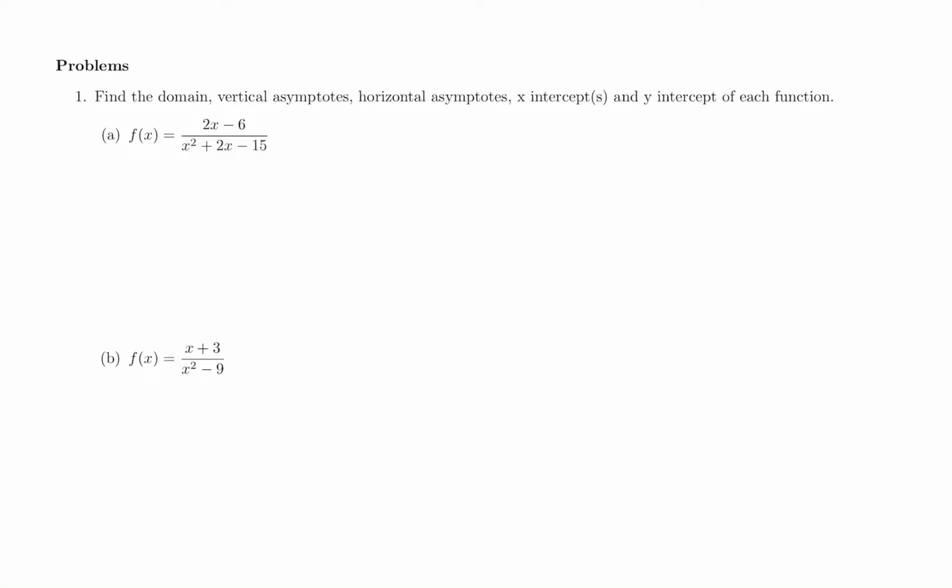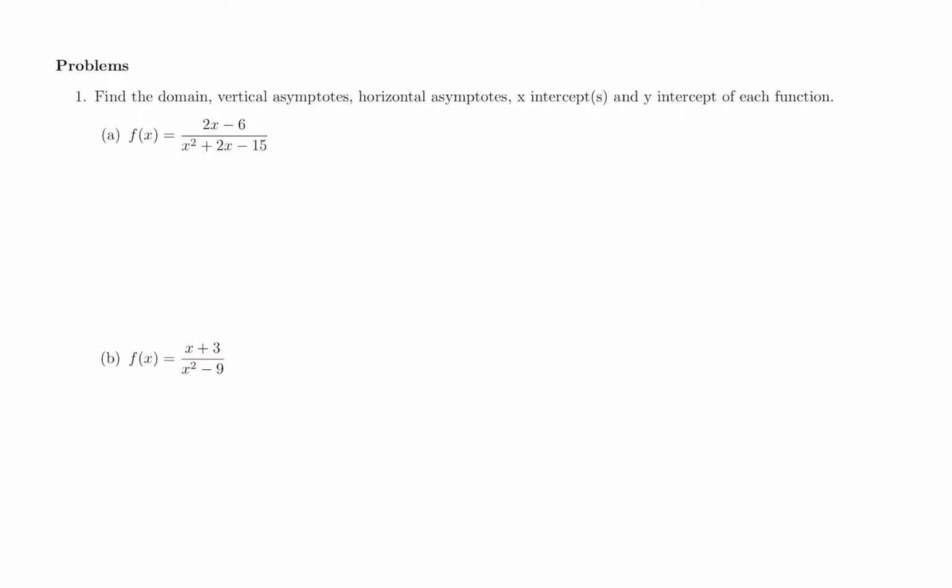Hello, in this video we're going to look at problems from Module 7, Rational Functions. So let's look at the first problem. Find the domain, vertical asymptote, horizontal asymptote, x, and y-intercept for each function.